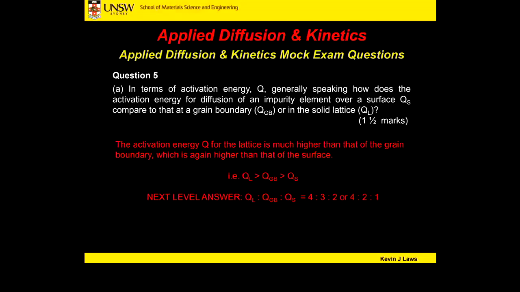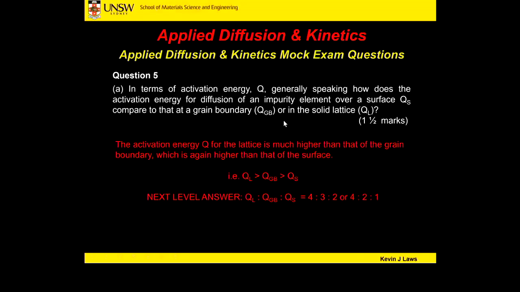Okay, so in terms of activation energy, Q, generally speaking, how does the activation energy for diffusion of an impurity element over a surface, usually denoted by QS, compare to that of the grain boundary, QGB, or solid lattice, QL? Okay. So the activation energy Q for the lattice is much higher than that of the grain boundary, which is again higher than that of the surface. Okay. So remember that order.